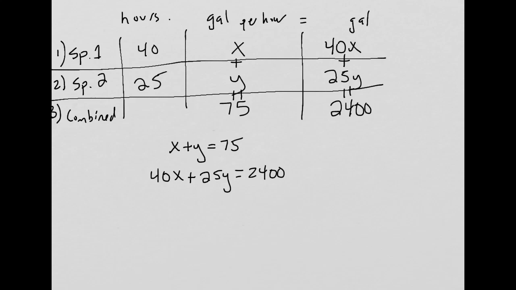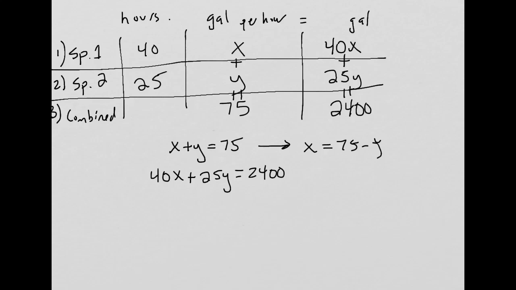So there's several ways we could do this. I'm actually going to use the substitution method. So I'm going to take this first equation and solve it for x. I'm just going to subtract y from both sides. That gives me x equals 75 minus y.